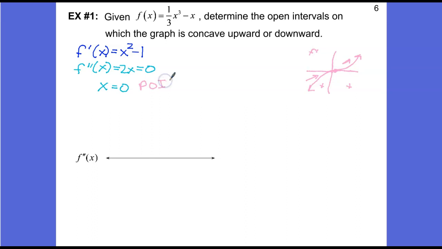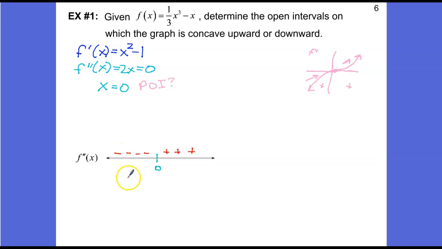And so what we'll have to do is look and see if f double prime does in fact change directions on either side of 0. And if it does, then this is a point of inflection. And if it doesn't, then it's not a point of inflection. So let's put x equals 0 on our sign chart for f double prime. And I want to know, what is the sign of f double prime? If we plug in negative numbers to the left of 0, then we get 2 times those numbers, so they're negative. If we plug in positive numbers greater than 0, we get a positive f double prime.